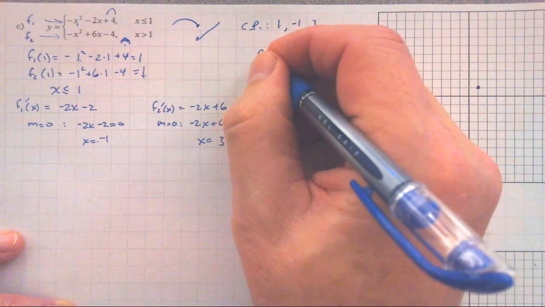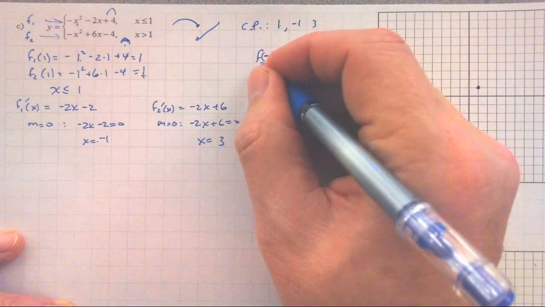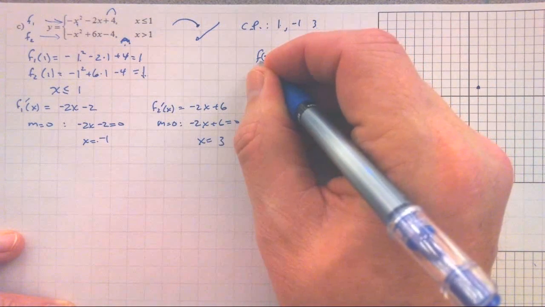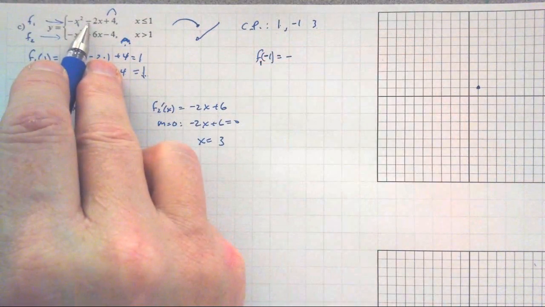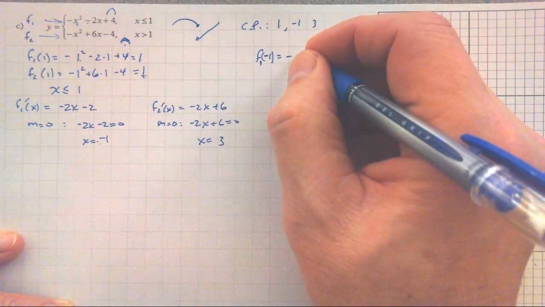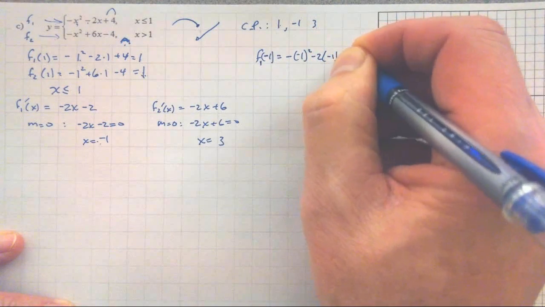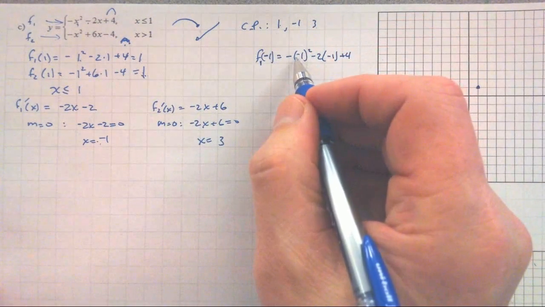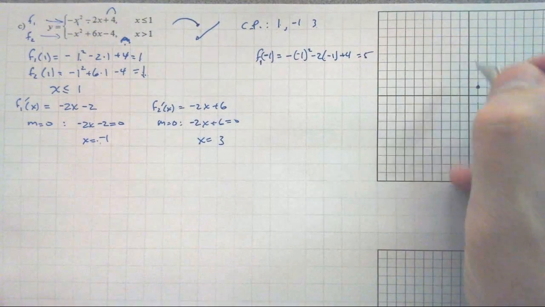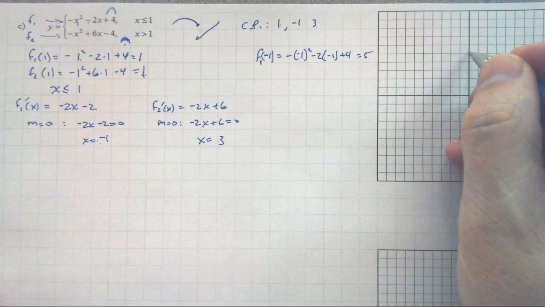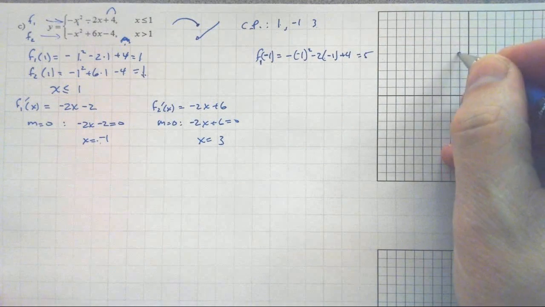So now let's find f of -1, and I get the opposite, we'll call it f1 of -1, because it goes into here, and I get the opposite of -1 squared minus 2 times -1 plus 4. Let's see, that's -1 plus 6, 5. So at -1 I'm up 5. 1, 2, 3, 4, 5.